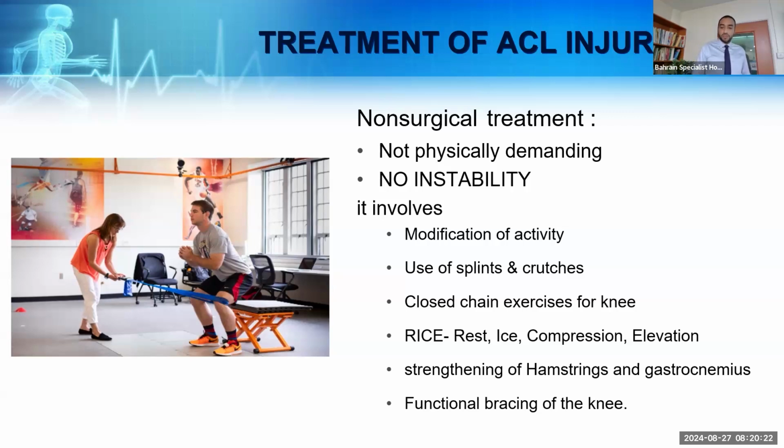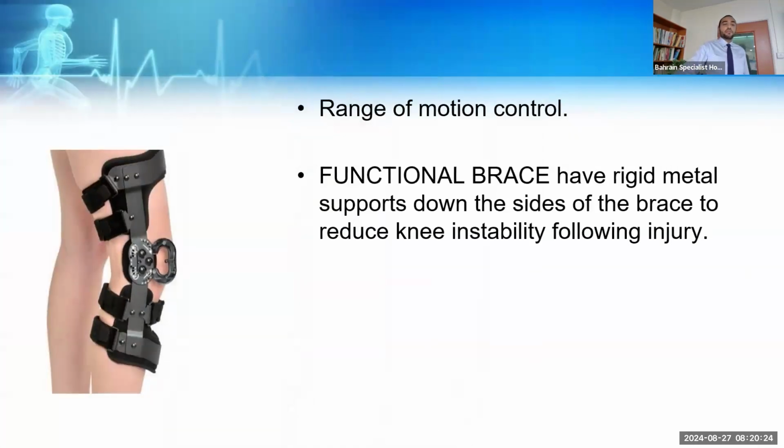And also functional bracing. Functional bracing is a brace which has a rigid metal support on both sides of the knee. It is used to reduce the instability of the knee, and at the same time, it provides range of motion control.